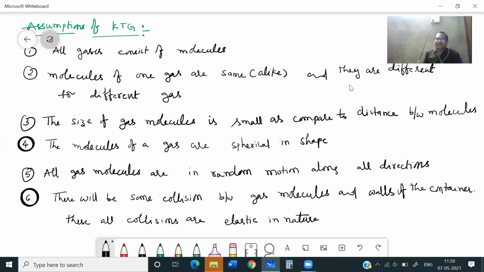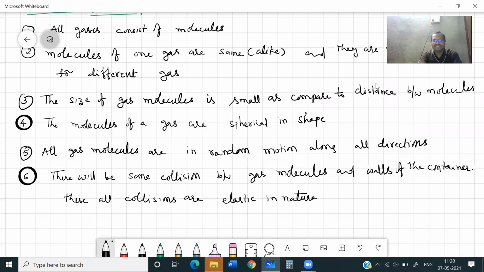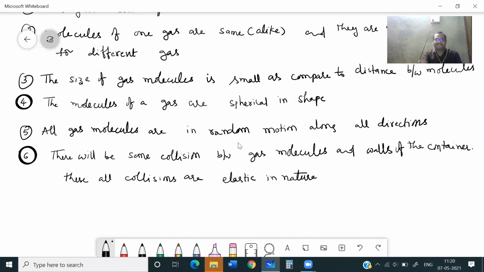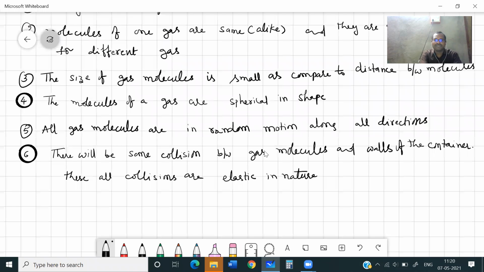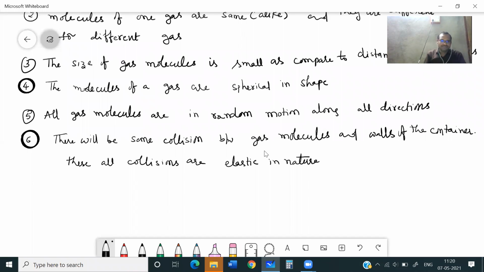So while they are colliding with the walls of the container, they will transfer their momentum, means they will exert some pressure on the walls of the container. This is very important point. The gas molecules, when they are in random motion, will exert some pressure on the walls of the container. Clear?